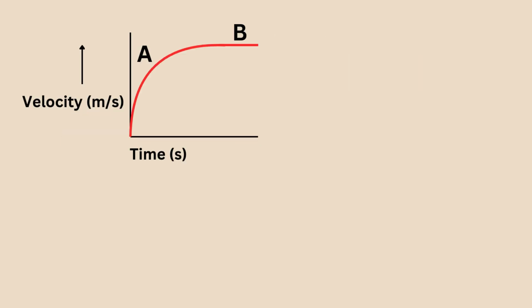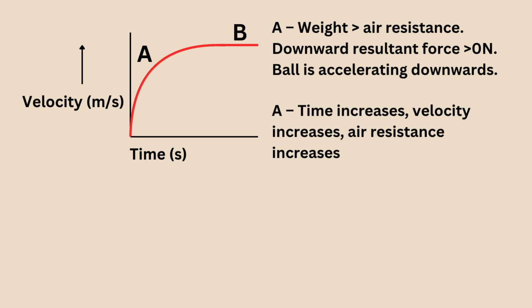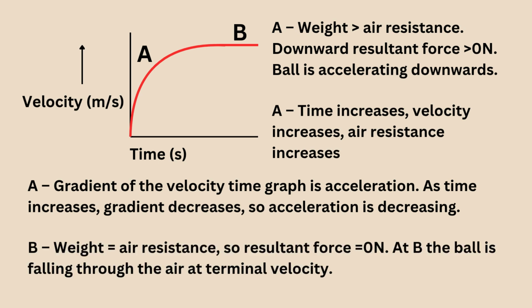We can represent the journey of the ball using a velocity time graph, which has two main regions, region A and region B. During region A, the weight is greater than the air resistance, so there's a downward resultant force that's greater than 0 newtons, so the ball is accelerating downwards. Also, during A, as time increases, velocity increases, so the air resistance increases, remembering that the gradient of a velocity time graph is the acceleration. So as time increases, the gradient decreases, so the acceleration decreases.